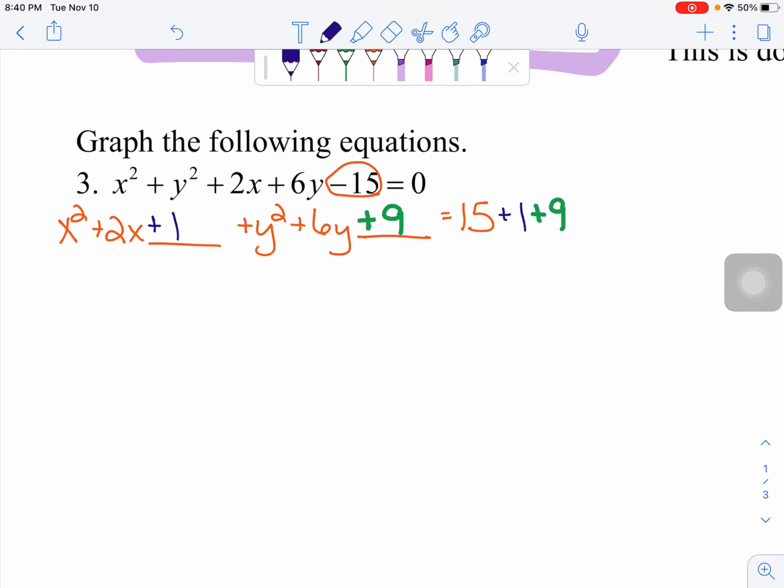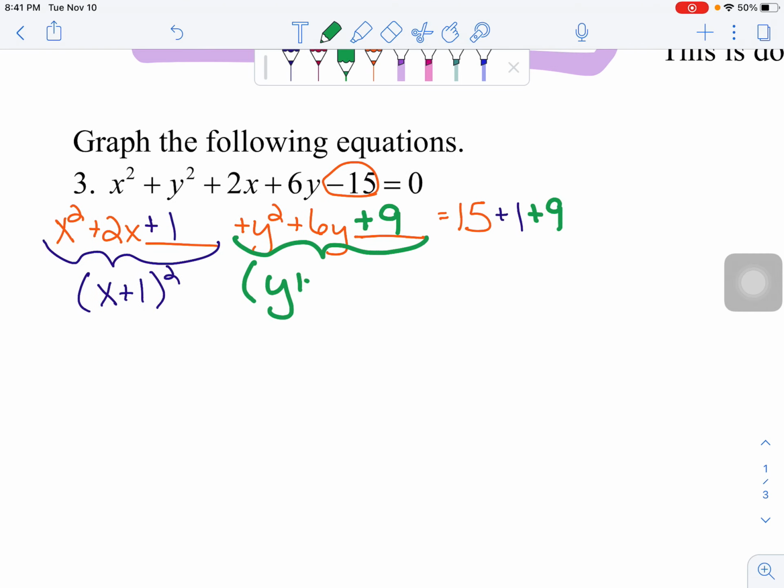So now, using just the x terms here, I want to factor that. So x squared plus 2x plus 1 factors into (x plus 1) squared. I'm going to do the same thing for my y terms here. So y squared plus 6y plus 9 factors into (y plus 3) squared. Okay. There's a plus sign between these. And then the right side is, what is that, 25? Yeah, 15 plus 10 is 25.